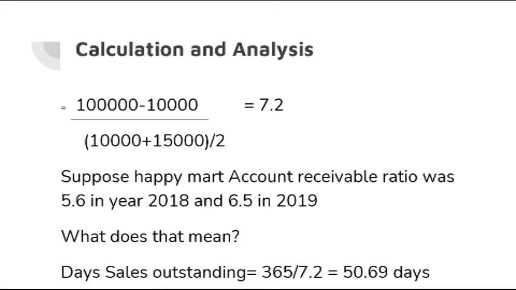Now, you can compare the company's performance, that is, do a trend analysis comparing what was the days the company was collecting payment from customers in the previous years, or you can have a comparison with the competitors. So I say that suppose Happy Mart account receivable ratio was 5.6 in year 2018, 6.5 in 2019, and currently it is at 7.2. So this ratio indicates that now the company is taking more time to collect from its customer, right? So the reason could be either the company has changed the policy and given more time for customers to pay, or there can be a situation where customers are finding it difficult to pay back to the company, right?